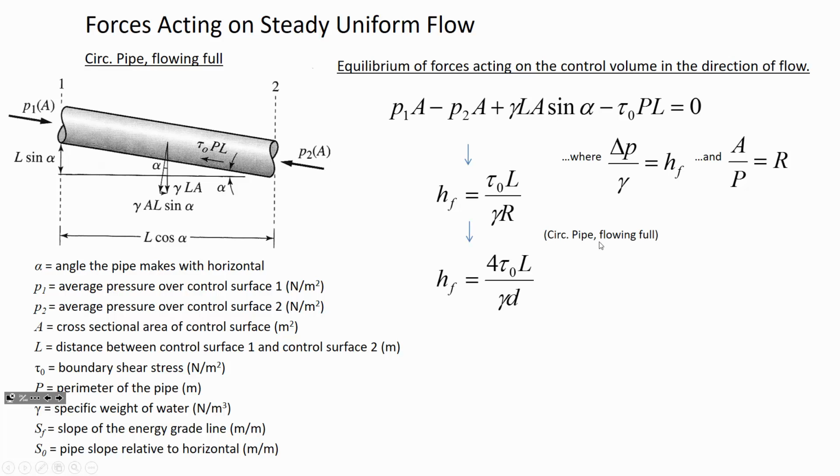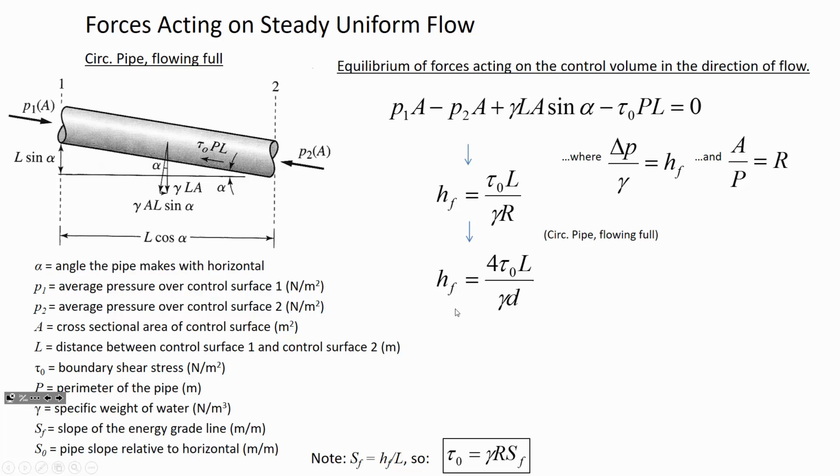And then for a circular pipe flowing full, that little simplification where we substitute in d divided by 4 for hydraulic radius. Now we've got this for the H sub F. So we can use that along with the definition of the slope of the energy grade line. S sub F is how much energy loss there is divided by the length of the pipe.